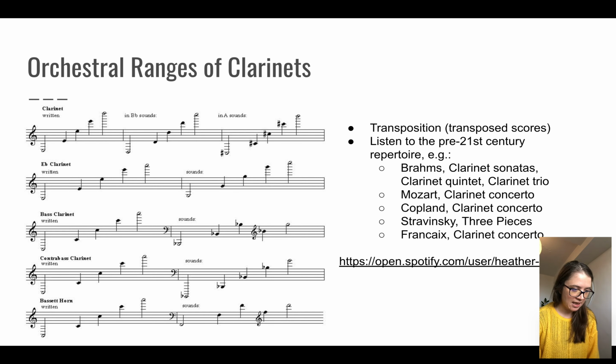Also worth noting that the written pitches for the bass and contrabass clarinets are still in the treble clef, even though they are an octave or two octaves below the clarinet's range. That's because the fingering system of the clarinet stays the same. So it's much easier for us if you just put everything in treble clef, even though I understand that it seems a little bit weird when you're working with these bass instruments. Everything in treble clef and transposed properly.